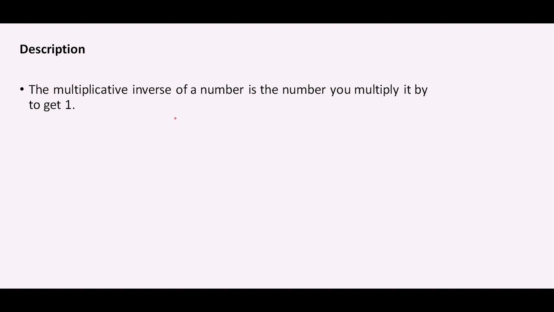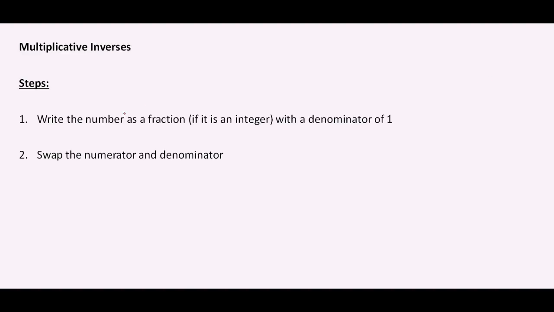So what we're going to do is, to get the multiplicative inverse, we first write the original number as a fraction. If it's an integer, which means a positive or negative whole number, you have a denominator of 1, you just write the number. So for example, if I have 8, I'm going to write it as 8 over 1. And then we swap the numerator and denominator.